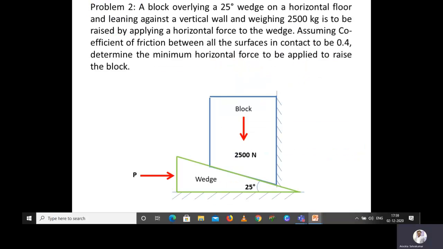Here I have changed the angle of the wedge to 25 degree, and the weight of the block is 2500 Newton. The coefficient of friction between all the contact surfaces is 0.4. Again I am asking you to determine the minimum horizontal force to be applied to raise the block. Solve it and then post your answers in the comment box.